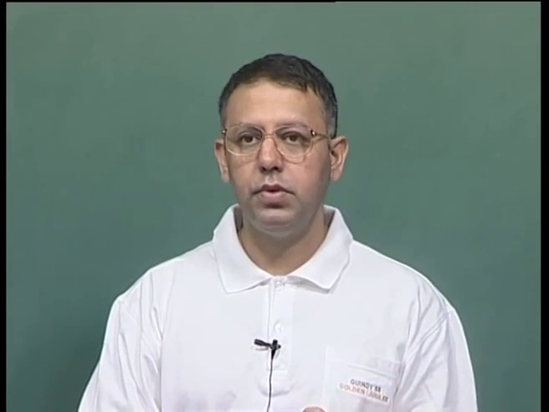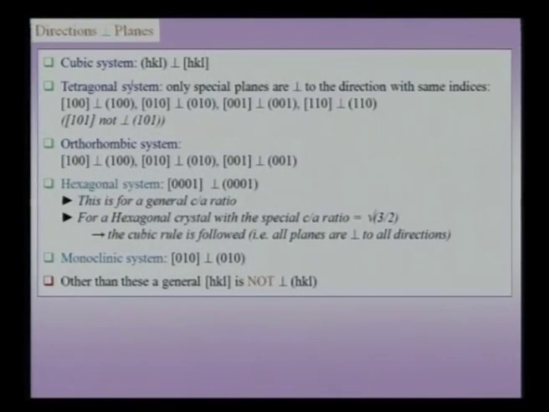But when we go to lower symmetry systems, we have to be a little careful about what planes are parallel to or perpendicular to what directions, and in the tetragonal system there are only special planes which are perpendicular to some special directions. So for instance, the 1, 0, 0 plane is perpendicular to the 1, 0, 0 direction, the 0, 1, 0 is perpendicular to the 0, 1, 0, the 0, 0, 1 is perpendicular to the 0, 0, 1 direction. Then there are of course special cases like the 1, 1, 0 direction is perpendicular to the 1, 1, 0 plane.